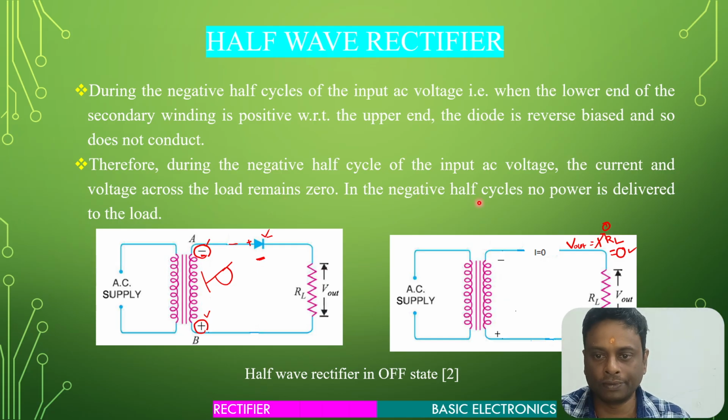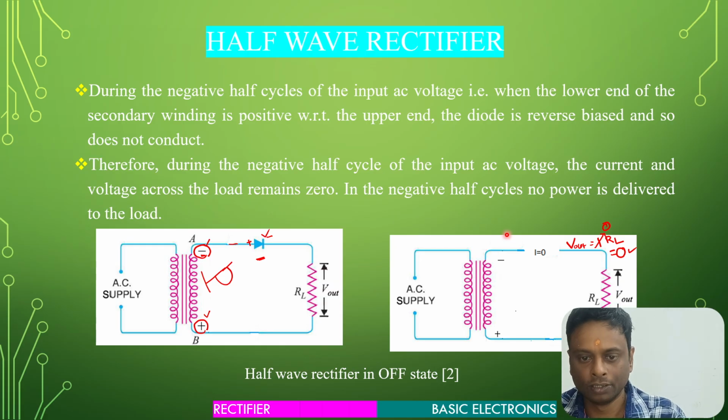In the negative half cycle of the input supply, the diode gets reverse biased. Therefore, it does not conduct any current. It acts as an open circuit, so the output voltage is also 0. Therefore, no power is delivered to the load. This is the circuit diagram when the half wave rectifier is in the off state.